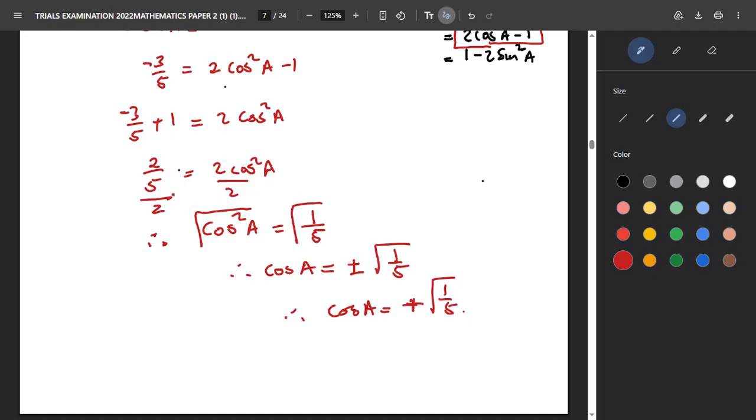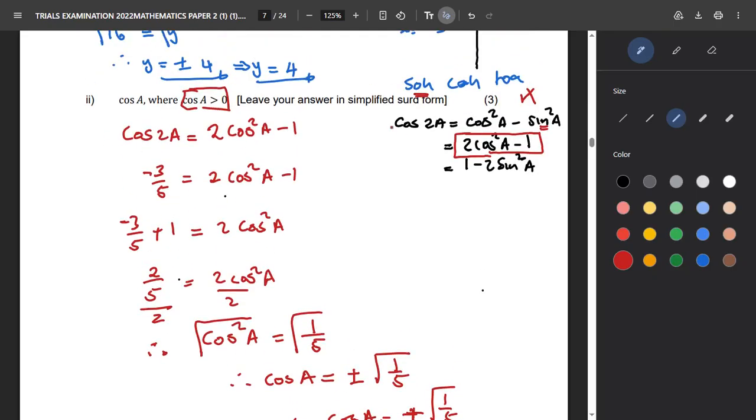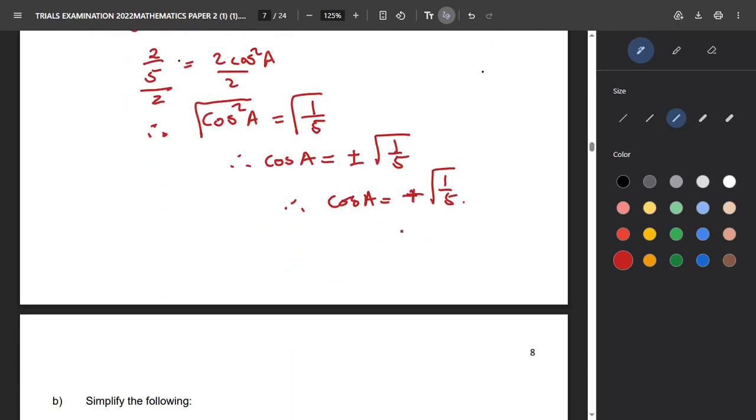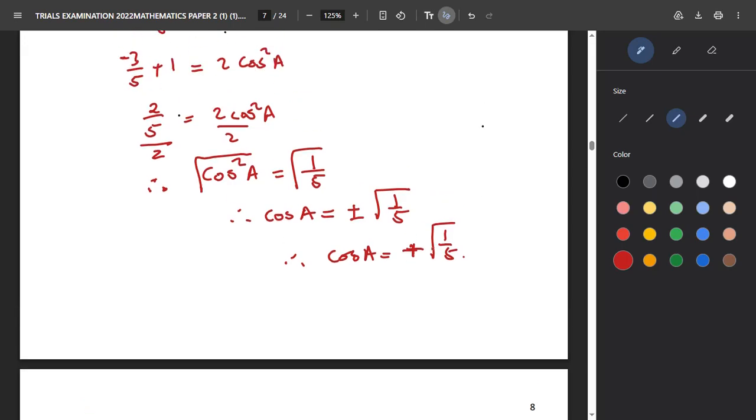If I look at this now, the question says leave your answer in simplified surd form. Is this simplified? Do you think it's simplified? Because if I have something like this, I can say this is the root 1 over the root 5, which leaves me with the root 1 is 1, so 1 over root 5. Is this simplified now?